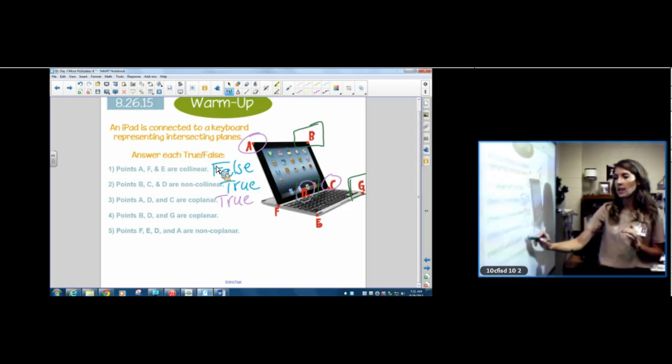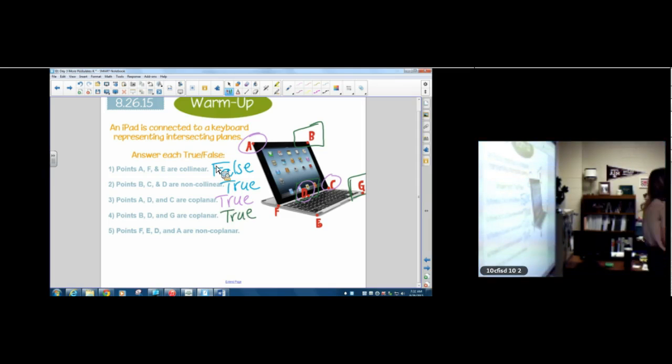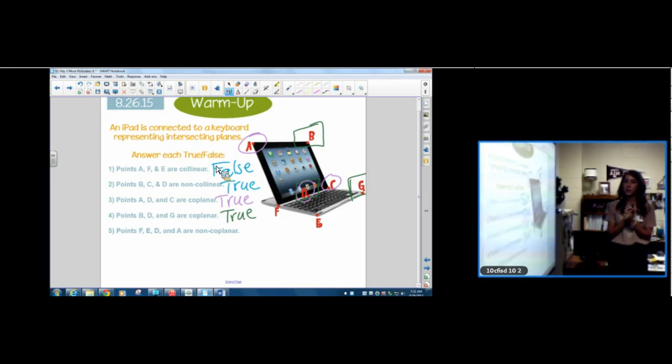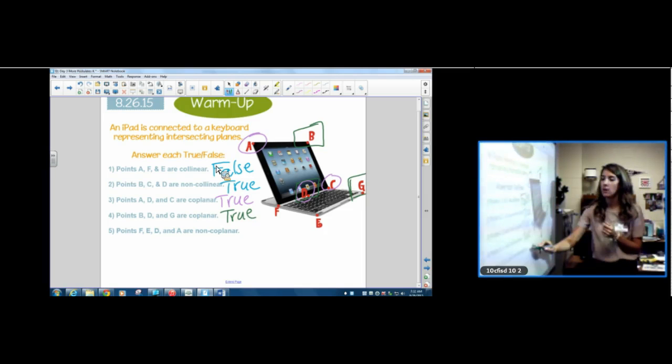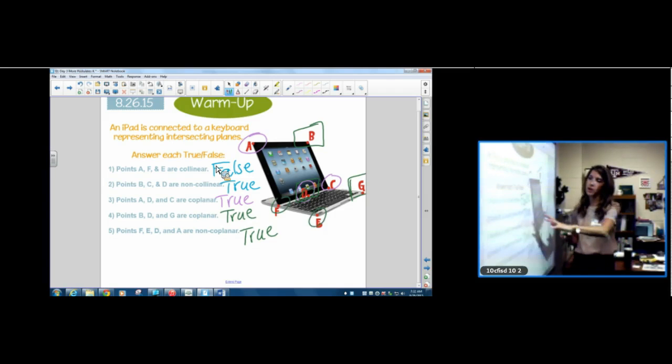Okay. So I'm just going to tell you that it's true, and you're not going to believe me until we do our lesson today. Okay? Points F, E, D, and A are non-coplanar. F, E, D, and A. That one is actually true. Those are not coplanar. 3 of those are kind of in like the keyboard, and then A is way up there in the iPad. So it was false, and then the rest were true. False, true, true, true, true, true.